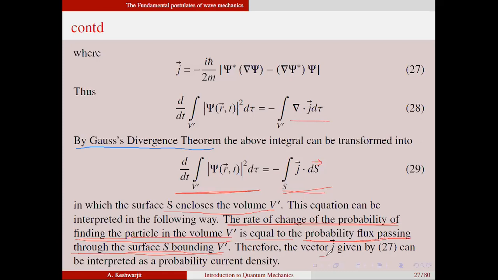Therefore, the vector J given by equation 27 can be interpreted as probability current density. I repeat, therefore, the vector J given by equation 27 can be interpreted as probability current density.